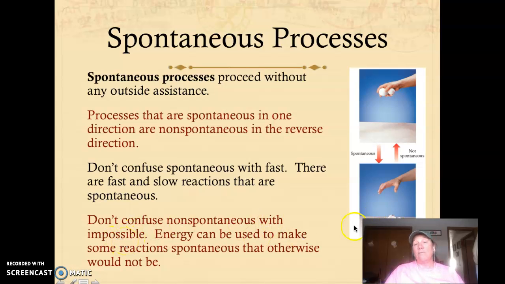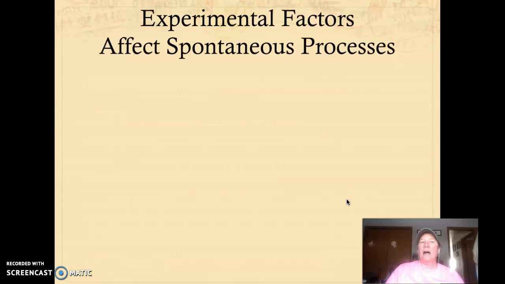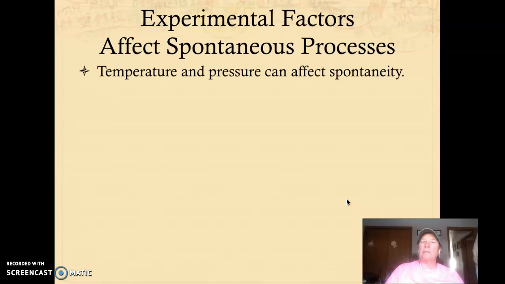Okay? Now, this might be impossible, putting the eggs back together, but energy can be used to get reactions to go. You can change temperature sometimes. There's some things you can do to make a reaction that's non-spontaneous happen. Okay? So I wanted to clarify that, I guess. Some other things to remember: experimental factors that affect spontaneity. Again, if it's not spontaneous, but you want it to be, temperature and pressure.